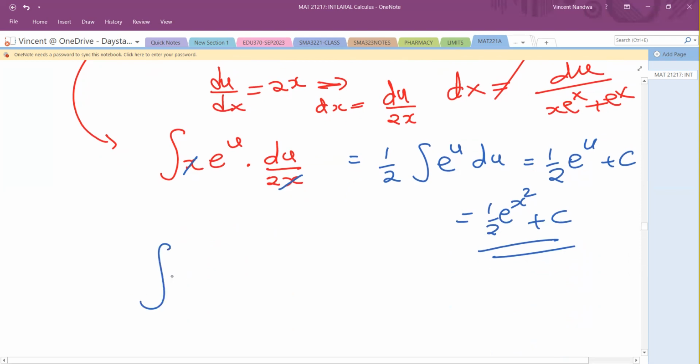Next one, the integral of x squared sine x power 3 dx. What would be the choice for you in this question?